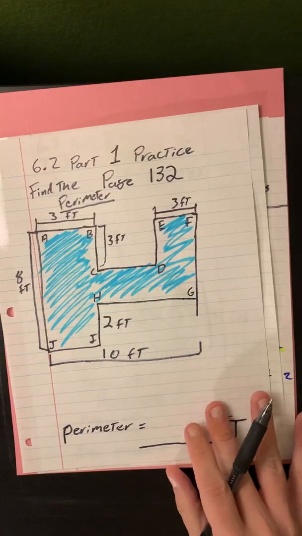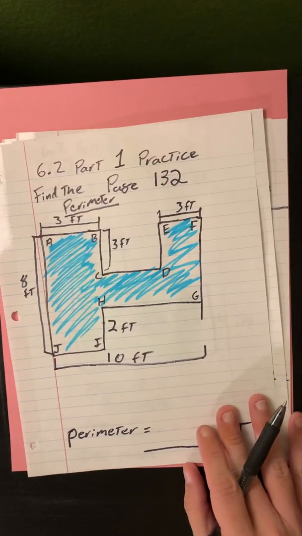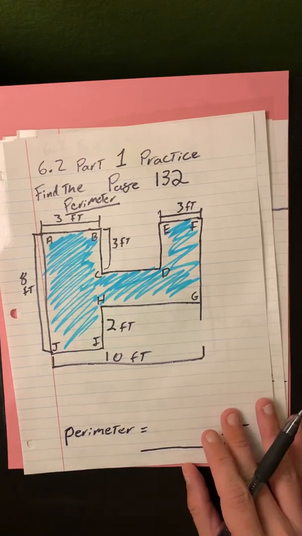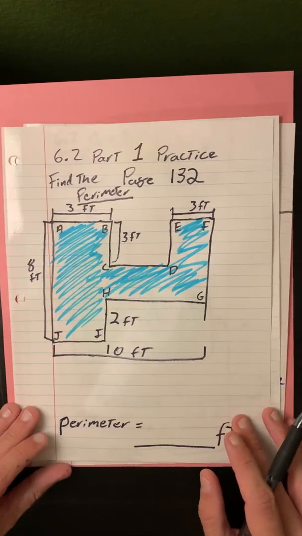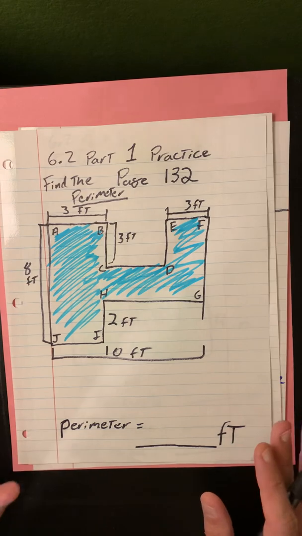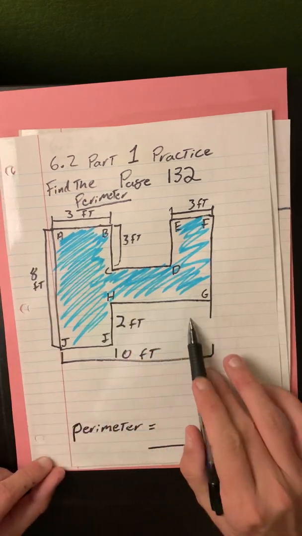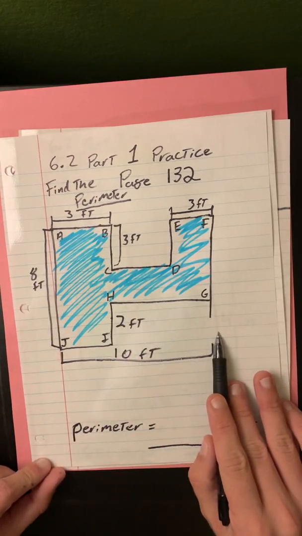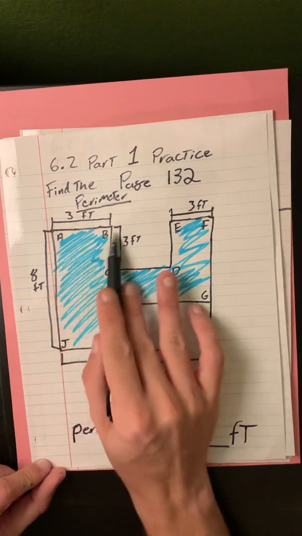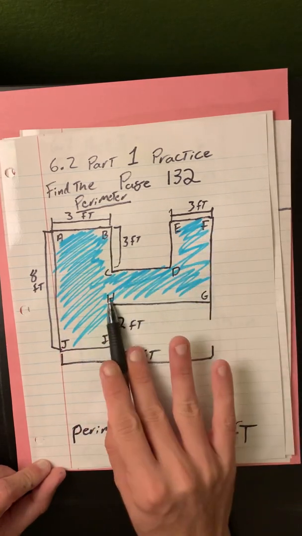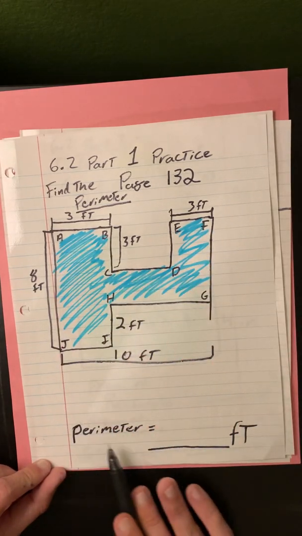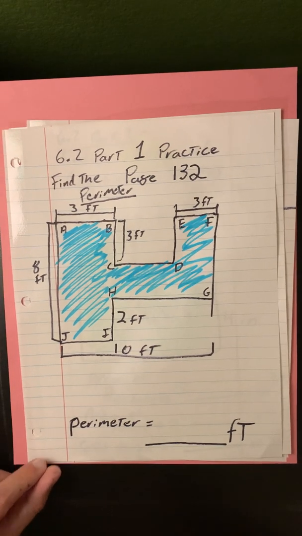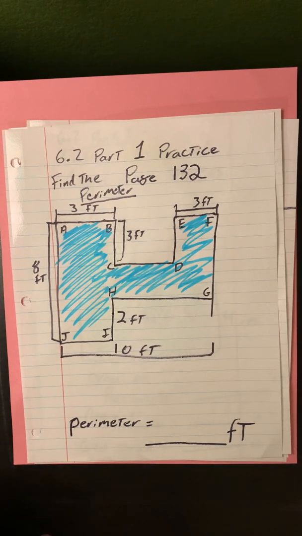One more practice for perimeter of a composite figure. This can be found on page 132 of your math workbook. We have this kind of half H, missing the bottom corner here. We have shape A, B, C, D, E, F, G, H, I, J, and we need to figure out what the total perimeter is. Take a few moments to pause the video and work through this problem.